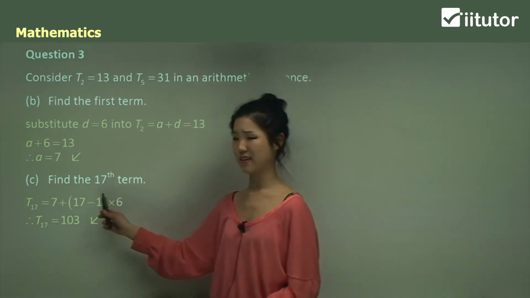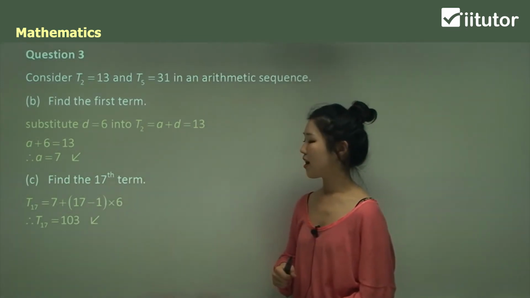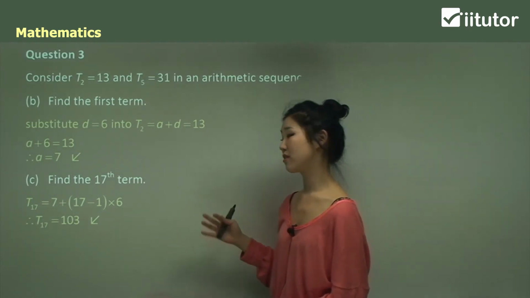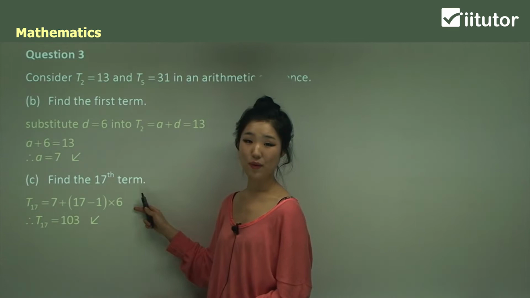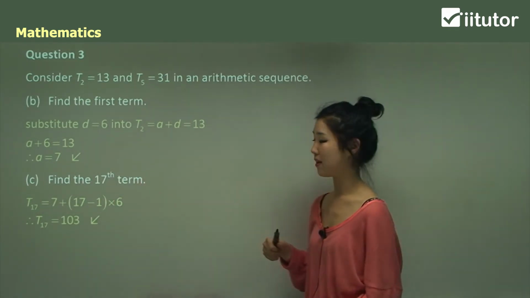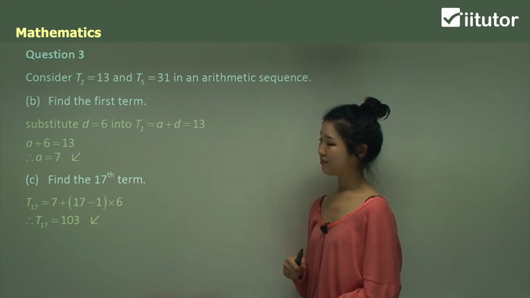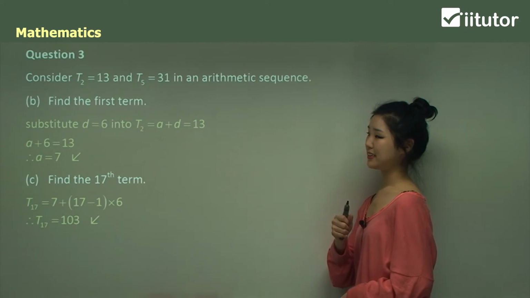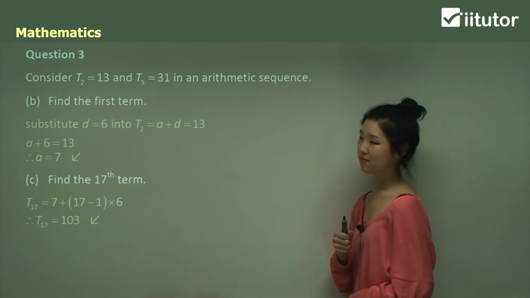Make sure you do the brackets first all the time. So I've got 103, that's the answer to part C. 103 is the 17th term. And we found that simply by finding our first term and this common difference, haven't we? That's question 3C. Alright, trying to have a look, trying to understand.